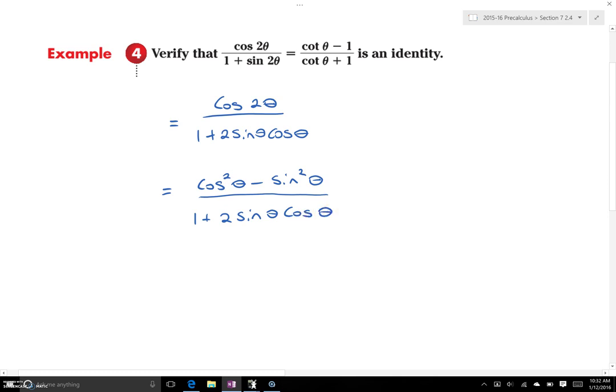And the reason that I've chosen that identity is because on the bottom, I have 2 sine theta cosine theta, which I can think of as the middle product of a squared binomial. If I have something like a plus b, the quantity squared, then it comes out a squared plus b squared plus 2ab. This is usually called our middle product.